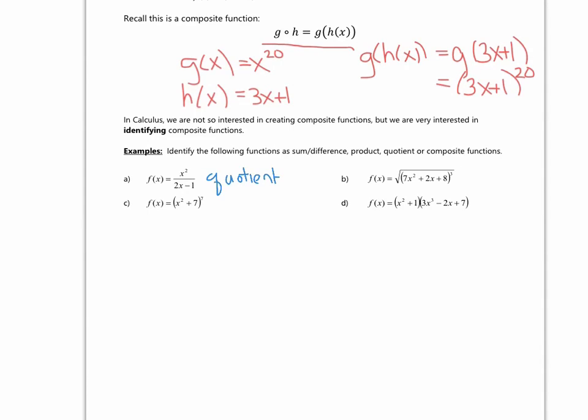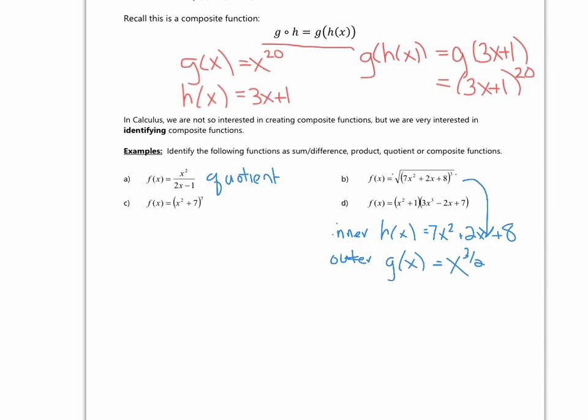If we take a look at B over here, this one is an example of a composition of functions. If we say f of x is this, which of course, remember, just means a bracket to the exponent 3 over 2, we could say that the inner function, the h of x, is 7x squared plus 2x plus 8, and the outer function, the g of x, would be x to the 3 over 2, right? And we would do their composition, and we would get back to that f of x over here.